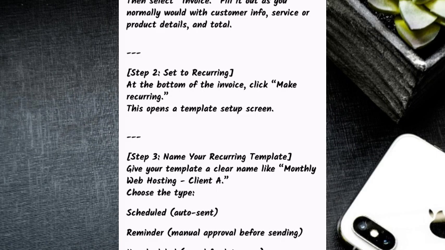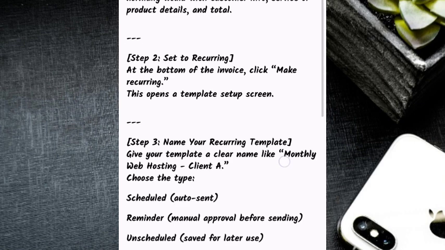Step 3 is to name your recurring template. Give your template a clear name like monthly website hosting, client A, or whatever else you want to name it. And then you're going to choose the type. It could be scheduled, reminder, or unscheduled.